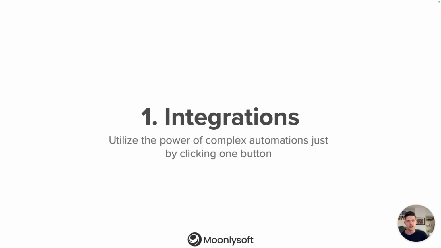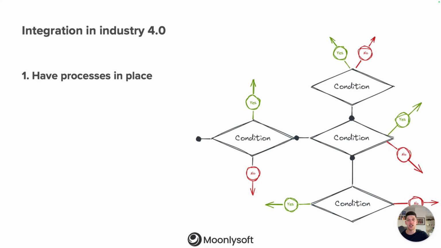So let's start with the first topic and let's explore how we can put our business on autopilot. How we can use integration in Industry 4.0. First, we need to have processes in place. This can be defined either on paper or in a digital format. These processes are the most fundamental thing in every business, so you most probably have those.